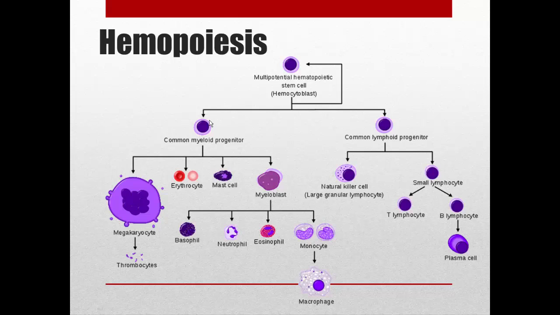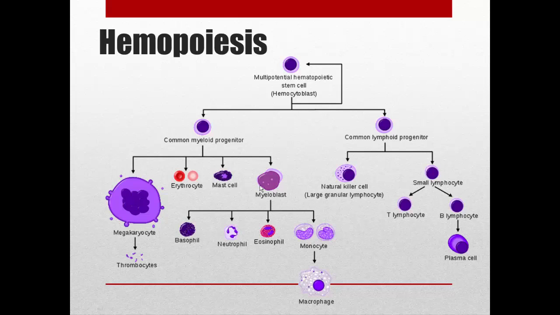Now, if it becomes a myeloid cell, then it's committed to becoming one of the other cells down here. It could become a megakaryocyte, and the megakaryocyte is responsible for making platelets, or thrombocytes. It could become an erythrocyte. It could become a mast cell. Now, a mast cell isn't considered a blood cell. It's not one of the formed elements in blood. It's actually going to be involved in allergic reactions. So it never gets into blood circulation, and that's why we don't call it a blood cell.